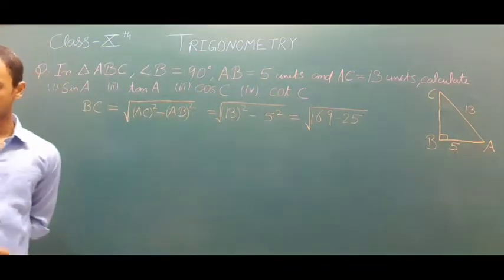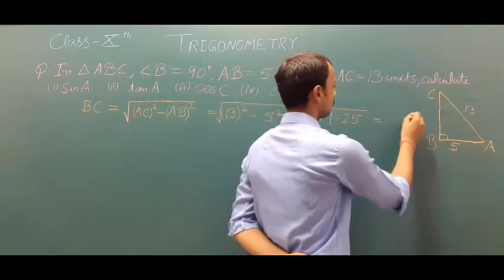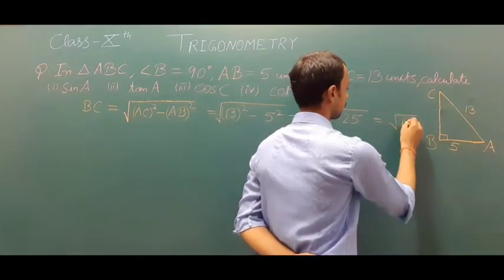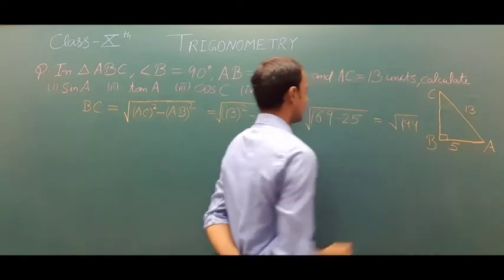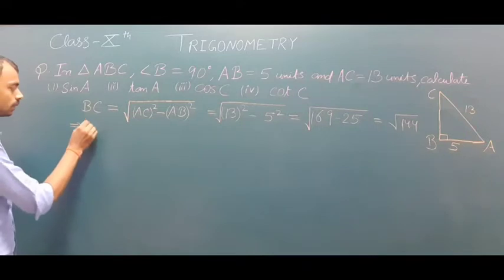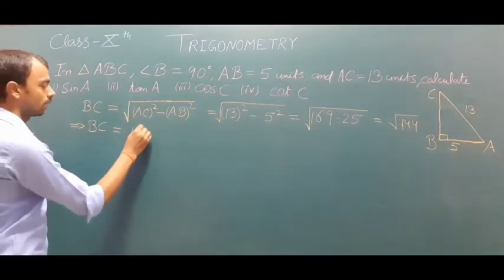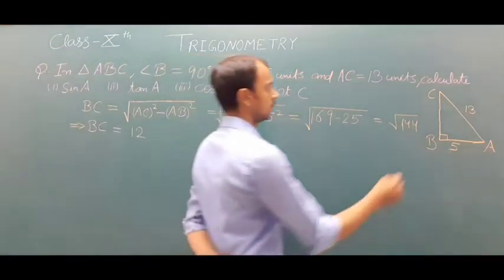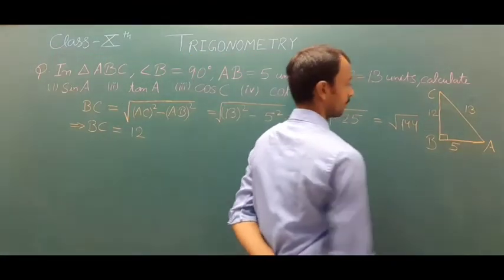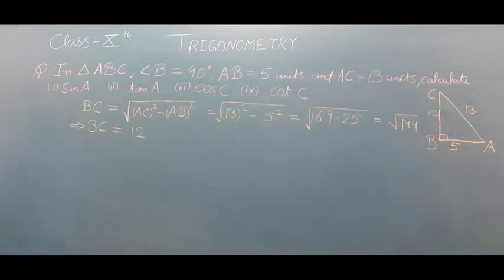What will be the length of the side? Now if you subtract, you will get under root of 144. So what will be the length of BC? BC will be the square root of 144, which is 12. So this is 12. We have got the values of all three sides. Now what we have to calculate? First of all we have to calculate sine A.